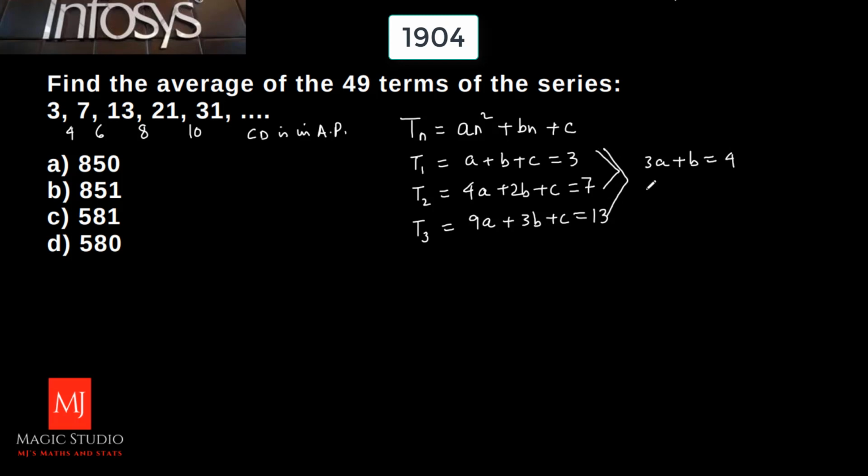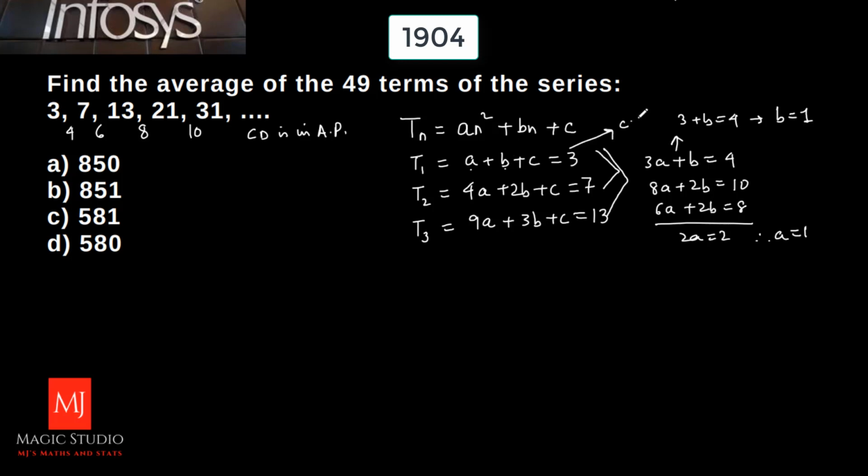Deducting the first two, we get 3a plus b equals 4, and deducting the first one and the third one, we get 8a plus 2b equals 10. So if I multiply the first by 2, 6a plus 2b is 8, so 2a equals 2, or a equals 1. If a equals 1, 3 plus b is 4, which gives b equals 1. If I put a equals 1, b equals 1 in the first equation, I'll get c equals 1. Therefore, Tn is n square plus n plus 1.